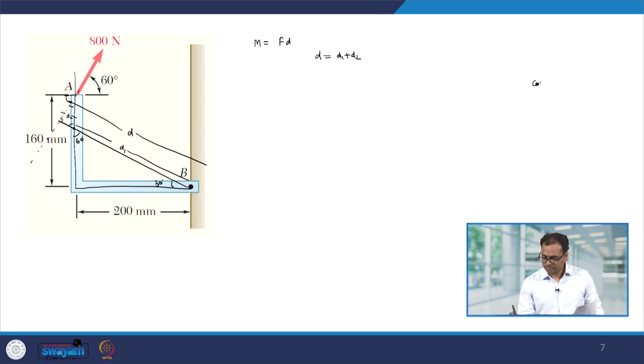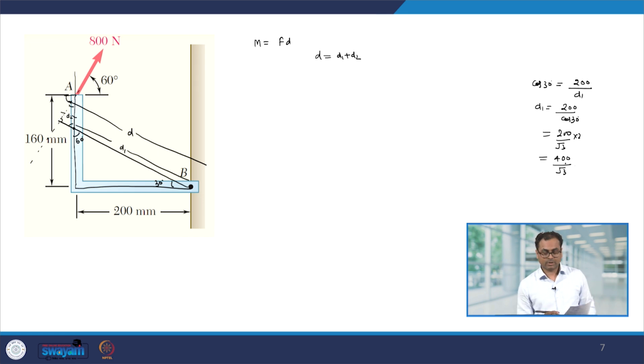Now, cos 30 is 200 mm divided by d1. So, therefore, d1 will be 200 divided by cos 30. So, this will be 200 divided by square root 3 by 2, which is 400 divided by square root 3. So, d1 is 0.4 divided by square root 3, wherein I have changed this distance into meter.